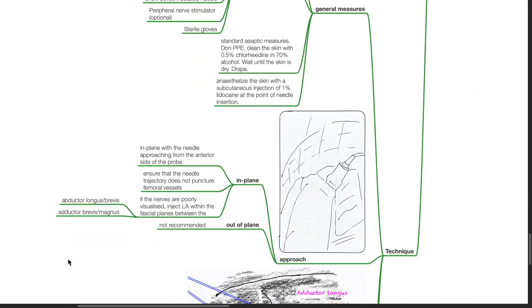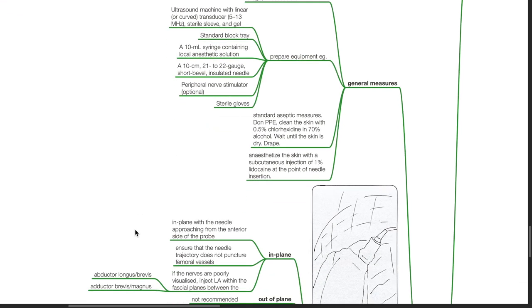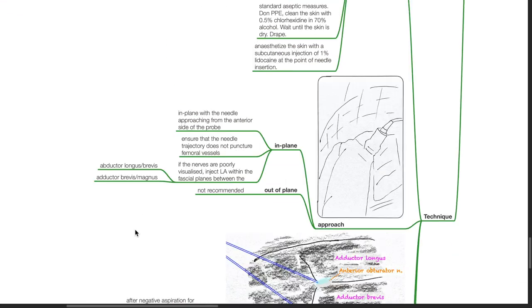Technique. General measures include preparation for monitoring, emergency drugs, IV access, and equipment. Use standard aseptic measures and anesthetize the skin with 1% lidocaine. Approach. The in-plane approach is recommended, with the needle approaching from the anterior side of the probe. Ensure that the needle trajectory does not puncture femoral vessels. If the nerves are poorly visualized, inject LA within the fascial planes between the adductor longus and adductor brevis and between the adductor brevis and adductor magnus.